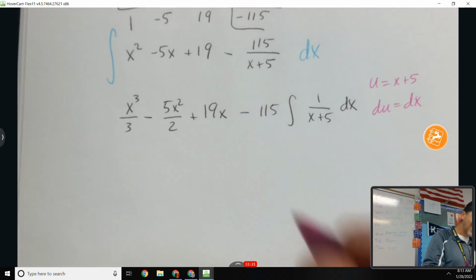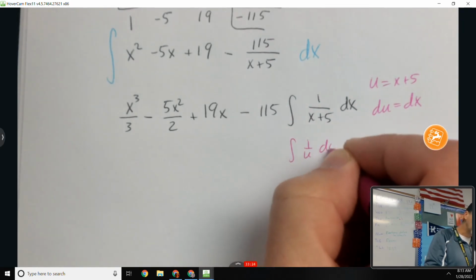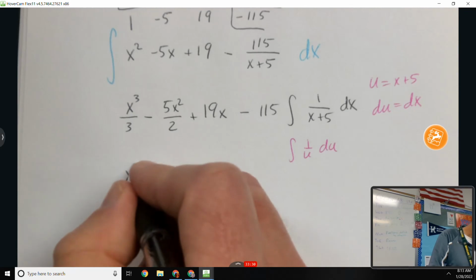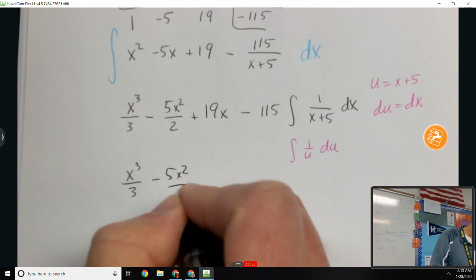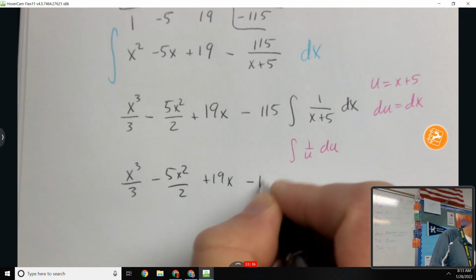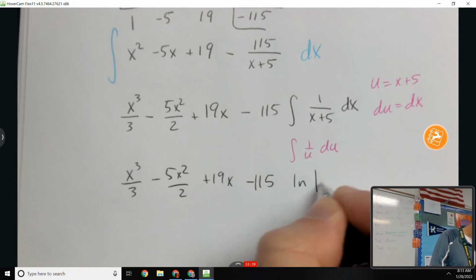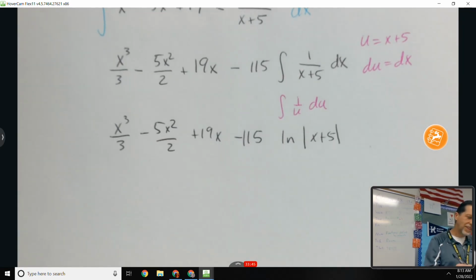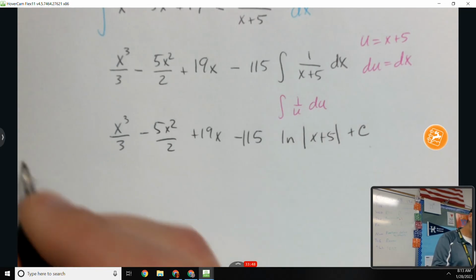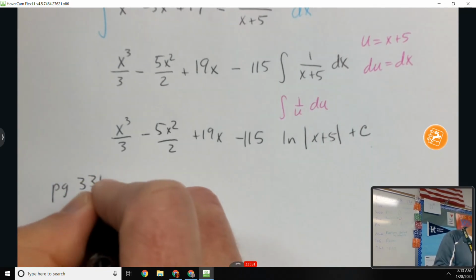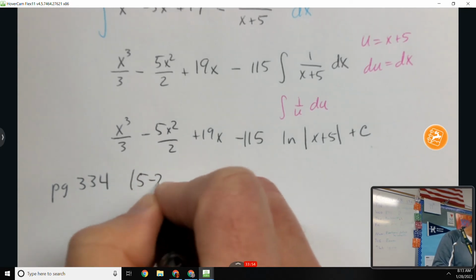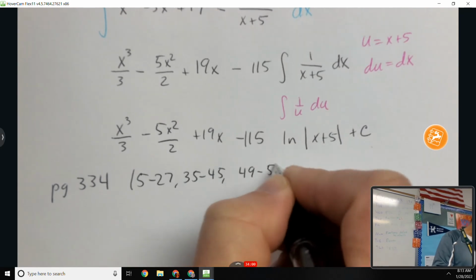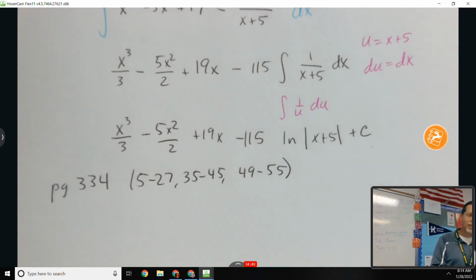And so you end up taking the integral of 1 over u du, which I feel like we've done 5 times already today. So x cubed over 3, 5x squared over 2, 19x, minus 115 natural log of x plus 5. Don't do all that work and then miss 1 point on this. Plus c. I'm not even sure I'd take off a point on that if you made it that far on that problem. Sometimes if a problem's a 4-point problem and it's that hard and you leave off the plus c, I'll just write plus c. We're good.